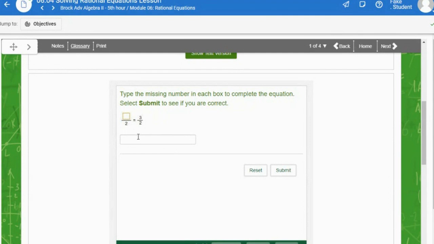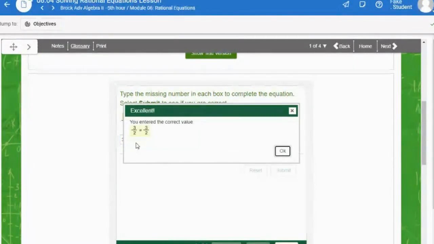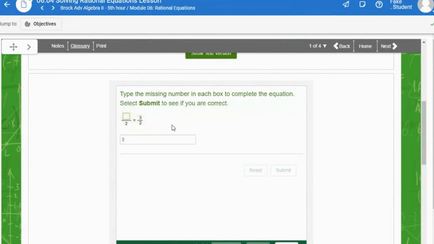No. It's not a trick question. 3 over 2 equals 3 over 2. That's right. Elijah was not going to be tricked. He was not. It is that simple on this little quiz thing here they put on page 1. I love it. Here's another one. What over 7 equals 9 over 7?